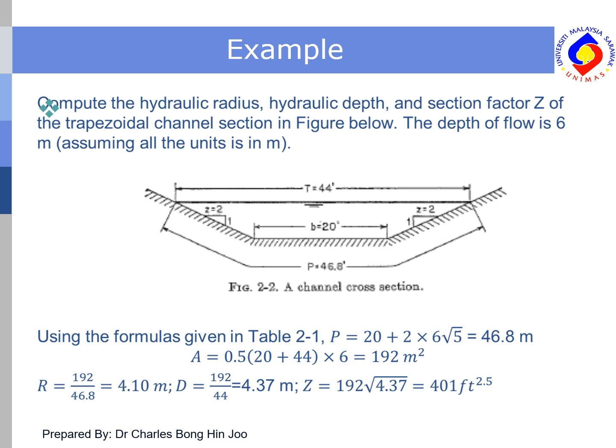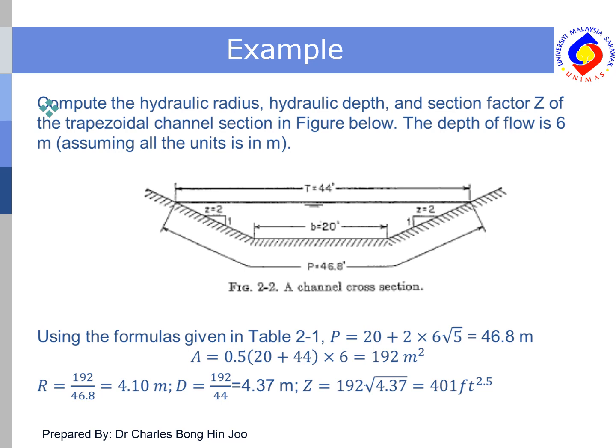For the cross-sectional area A, again using the formula from Table 2.1, A will be equal to half of the bottom width plus the top width, in this case 20 plus 44, multiplied by the flow depth, which will give you 192 square meters. The hydraulic radius is A over P, so 192 divided by 46.8 will be equal to 4.1 meters.